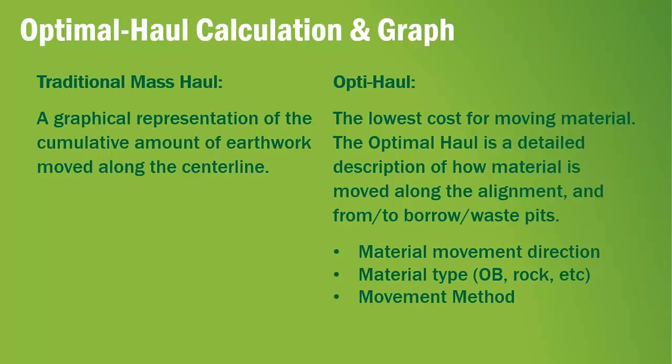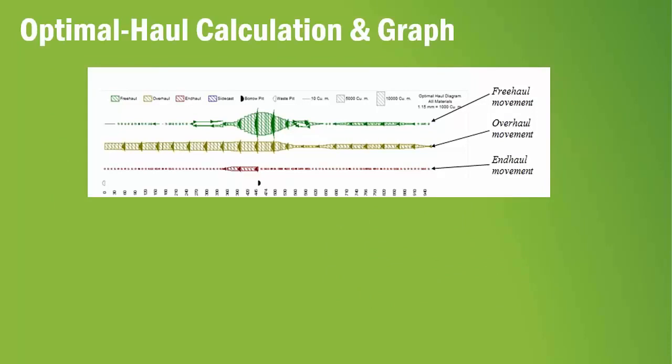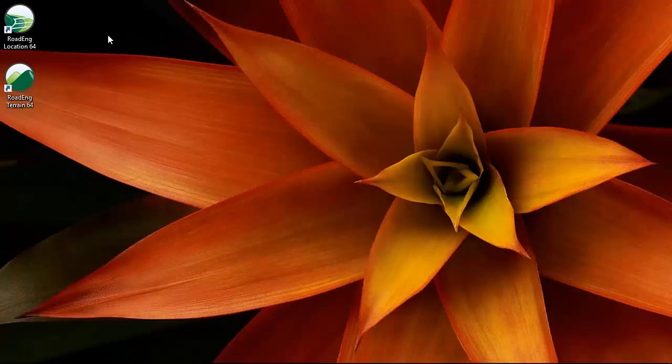It'll tell you what material is moving where, which direction it's moving, and different materials get different treatments. They're separated in the OptiHaul, and it also keeps track of whether you're moving a short distance or a long distance, and we call that movement method free haul, overhaul, end haul. This is a picture of the OptiHaul graph, and now I'm going to carry on with some actual examples.